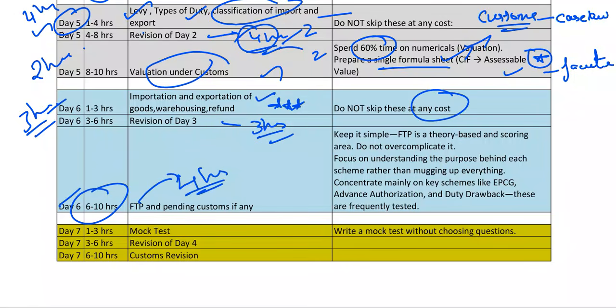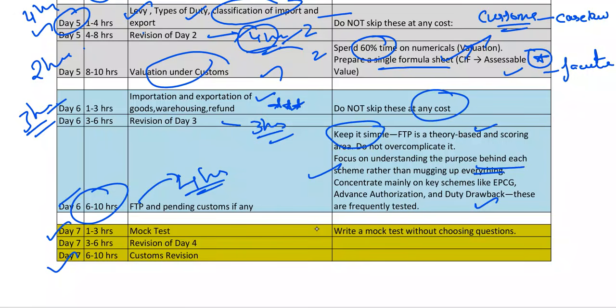Once the day 3 revision is done, in the last 4 hours of day 6, I want you to revise FTP. For FTP, keep it really simple. It is a theory based and scoring area, so don't overcomplicate. Understand the purpose behind each scheme, why this scheme is given. Instead of mugging it up, just understand the purpose so that you can solve the MCQs, and concentrate on the main important schemes like EPCG, advance authorization, duty drawback, etc.